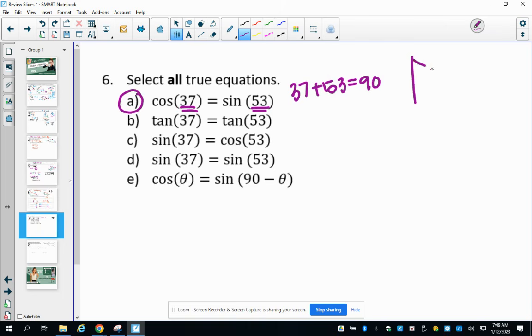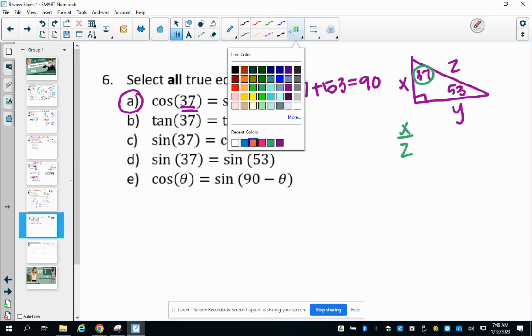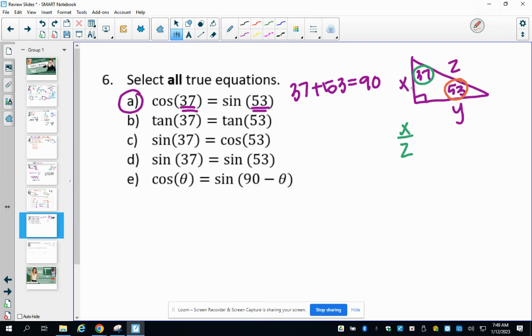Okay, and you can think about that because if you had a 37-degree angle here and 53 here, and you had the sides labeled, okay, X, Y, Z, the cosine is going to be the adjacent. So cosine of this is adjacent X over hypotenuse Z. And then if you do the sine of 53, sine is opposite X over hypotenuse Z, they're the same. Okay, so as long as these two add to 90 and then you've got a sine and a cosine, true.